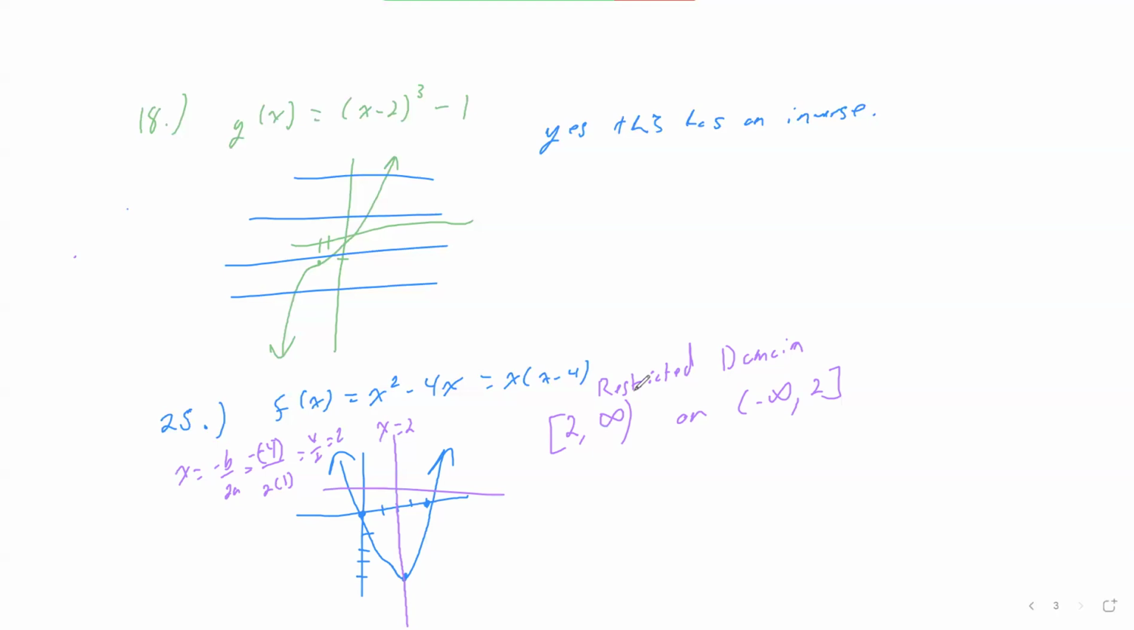So again, if I cut that quadratic in half, I can see that it would pass the horizontal line test. So that's what it means by trying to come up with a restricted domain. All right. And again, it could be either one of these. It does have to be either or. I mean, not both. It's just either or of them.